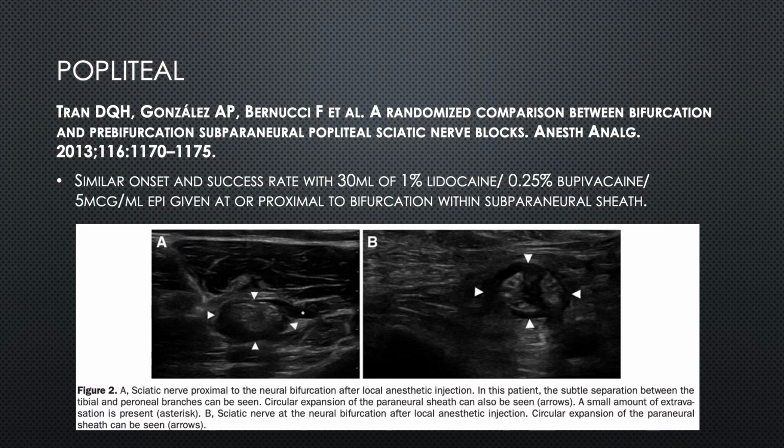This is an older study in which local was given at or above the bifurcation within the sheath, and they found no difference in onset time or success rate between the two blocks. The image on the left shows the sciatic nerve surrounded by the local, creating the donut sign. The image on the right shows the tibial and common peroneal nerves surrounded by local anesthesia.